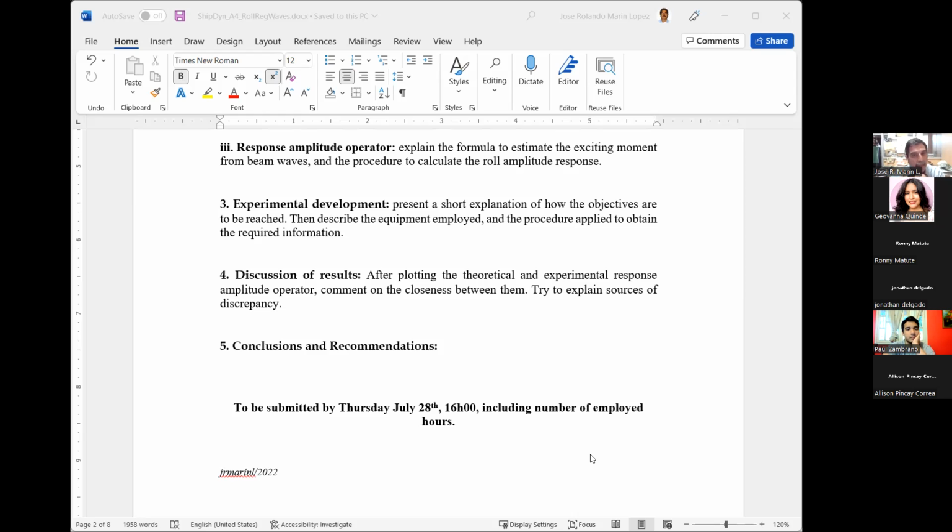Go on. Then describe the equipment employed and the procedure applied to obtain the required information. Okay. So that's what you need to include in there. It's basically how are you going to reach the objective? What equipment are you going to use? Don't include, for example, that sometimes I use a rule to measure length. Come on. Don't waste time.